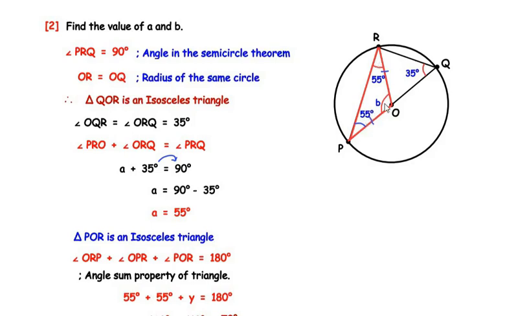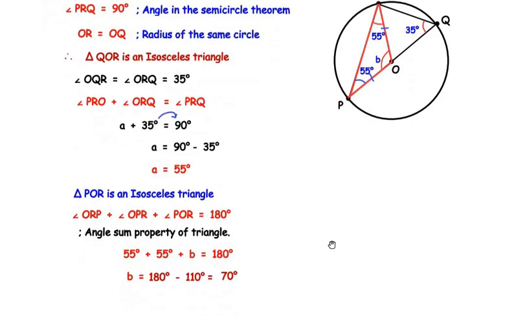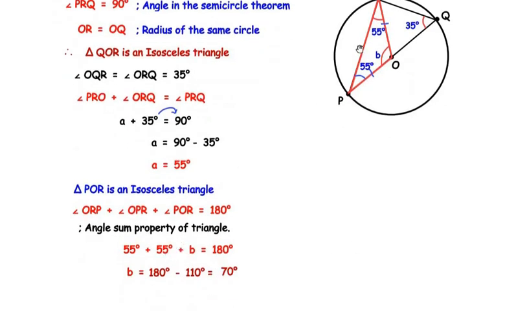Now using the angle sum property of the triangle, we are going to add all the three angles together, giving us 55 plus 55 plus angle B is equal to 180. Now 55 plus 55 gives us 110. Now taking 110 on the other side of the equal to sign, we get B is equal to 180 minus 110, giving us the value of B as 70 degrees.